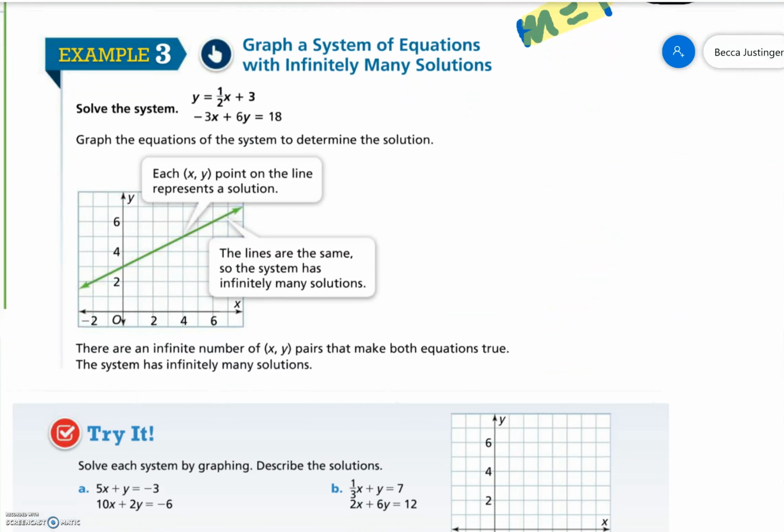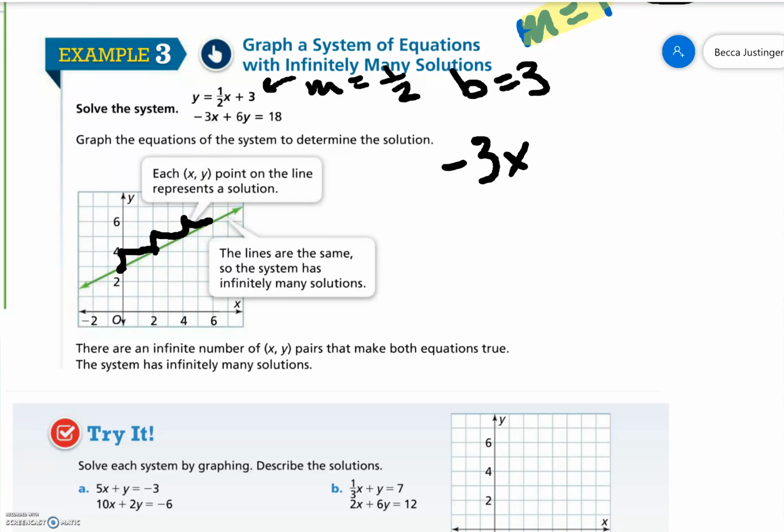Now we're graphing a system of equations with infinitely many solutions. Same thing, this first line, we can graph it already because we can see that the m is 1/2 and the b is 3. Meaning we're going to start at 3. And our slope is 1, rise 1, run 2. There's where they got the green line from.